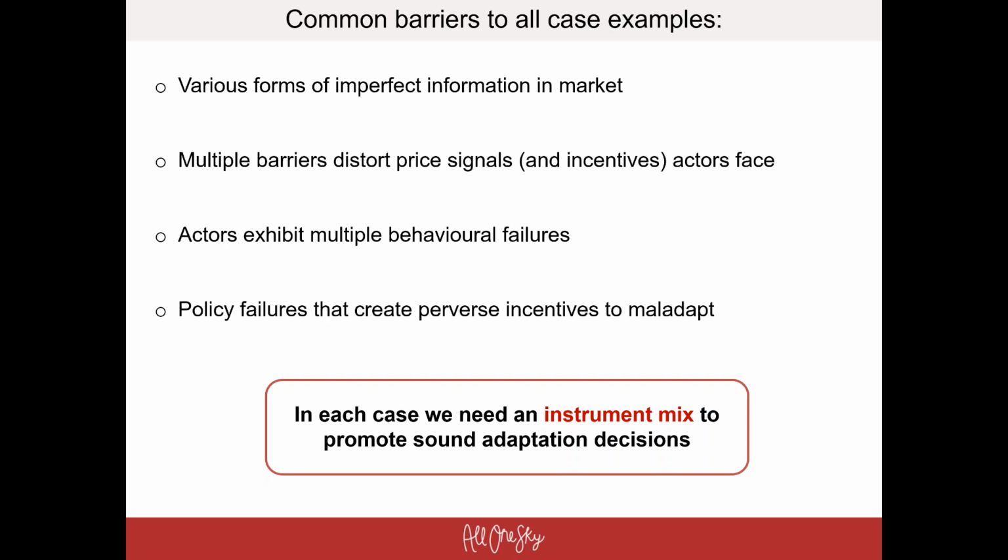And so what we were concluding, which I think is quite important, is that in each of the different cases that we looked at, you really need to have an instrument mix in order to promote sound decision making for the different actors. You need a mix of instruments to provide information. You need a mix of instruments that will also look at improving the price signals that we face. You also need help in how that information is provided, in the design of those instruments, through different ways of addressing behavioral failures, and you also need to remove some of the perverse incentives that exist through existing policy.